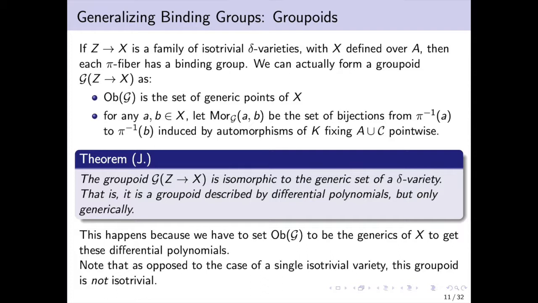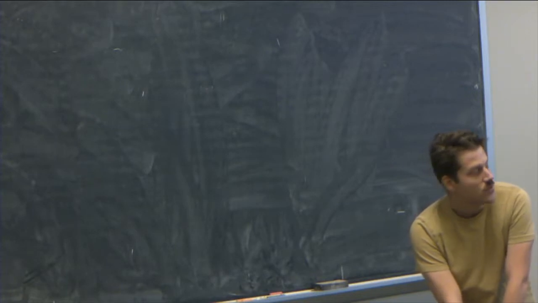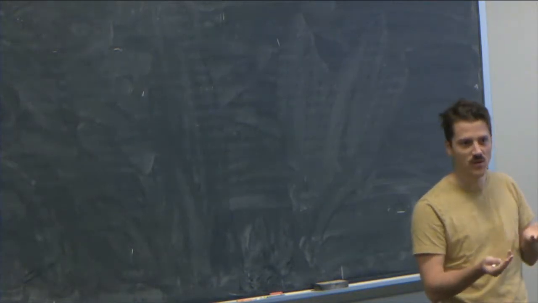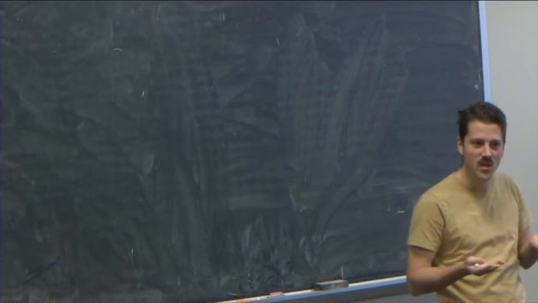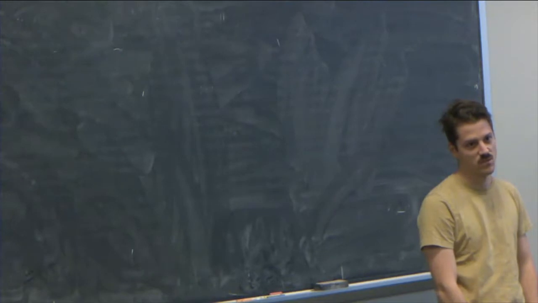I'm a little lost in the plan. How will this go? So you defined isotrivial, you gave some examples, and you defined the binding group. So what do you want to find out? I want to study how isotrivial varieties vary in families, and what different behaviors we can see when we consider them varying over a base.